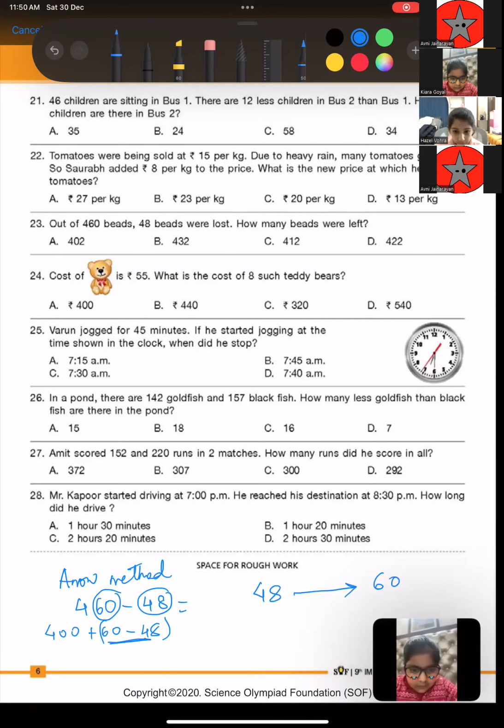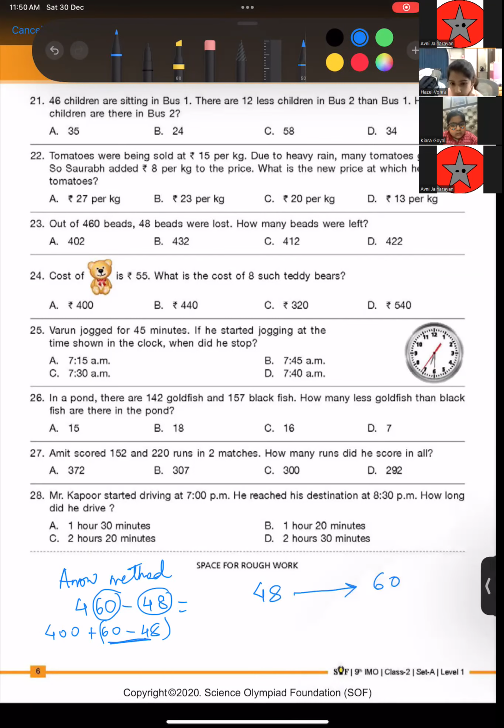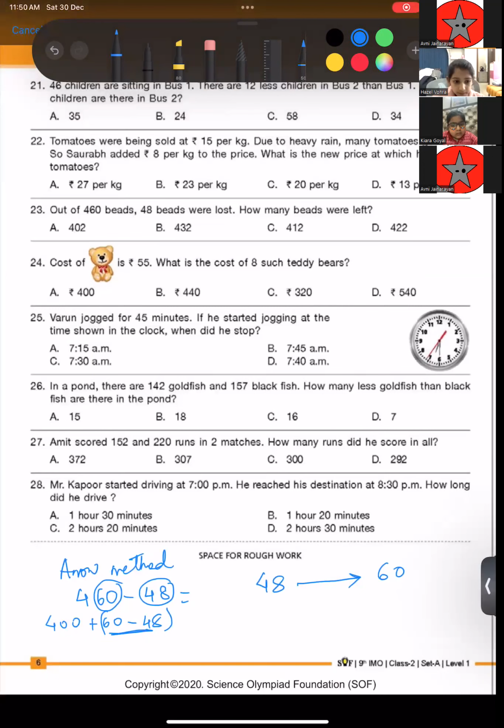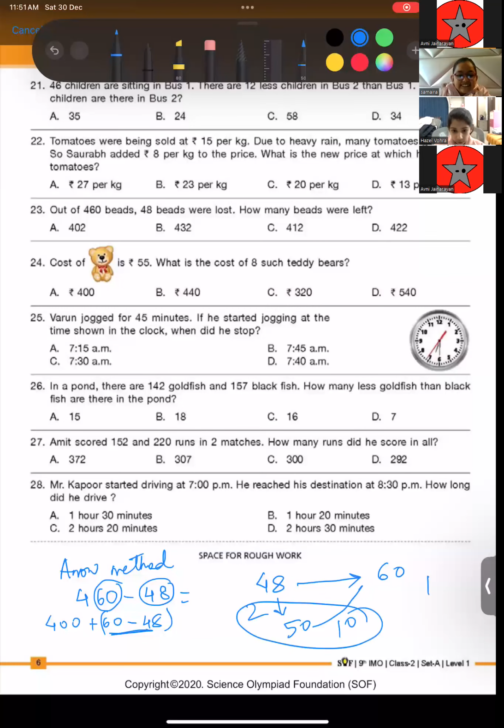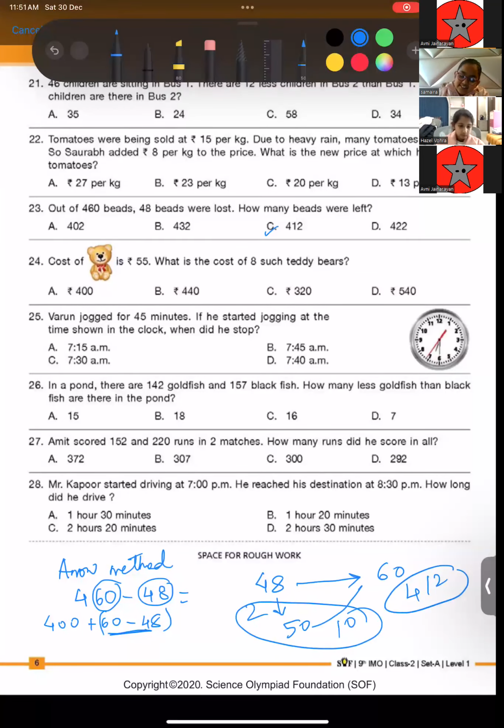Now see, visually see, kids. 48, what is the next whole 10 after 48? 50. How much are you going to add to 48 to make a 50? 2. And now 50 to 60 is 10. So now it becomes 12. So 412 is the answer. Understood? Yes.